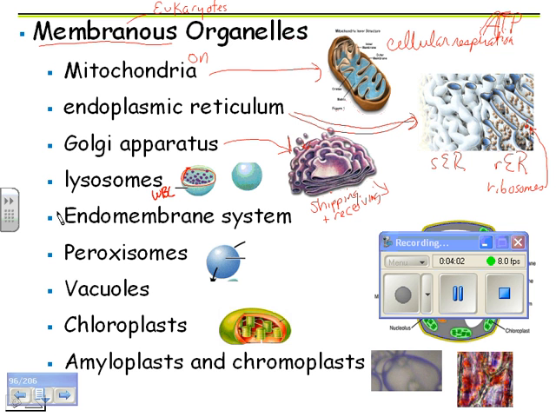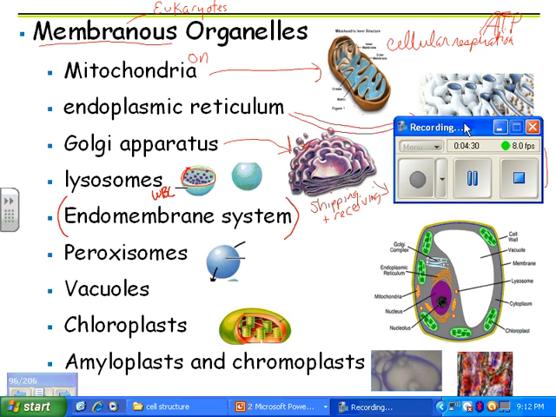Endomembrane system, I'm going to put that in parentheses. That's not really a separate organelle. It's that and that and that and that all working together. So a vesicle might branch off of here, come over to here, get changed a little, pinch off, and it might become a lysosome, or it might become a peroxisome or some other vesicle. Peroxisome, that has hydrogen peroxide in it, so it's just another vesicle.